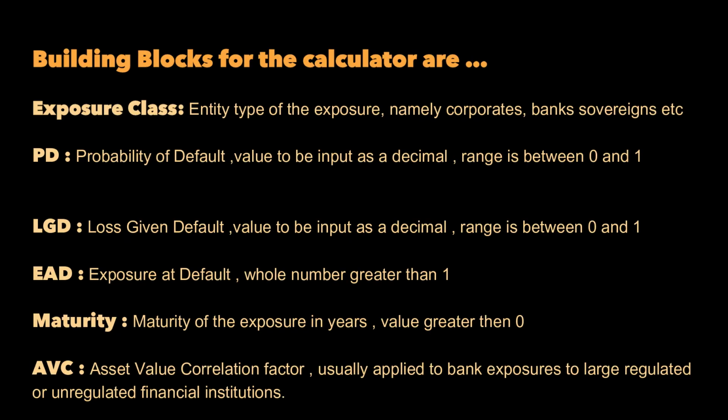Building blocks for the calculator are: exposure class, the entity type of the exposure, namely corporates, banks, sovereigns, etc. PD, probability of default, value to be input as a decimal, range is between 0 and 1. LGD, loss given default, value to be input as a decimal, range is between 0 and 1.